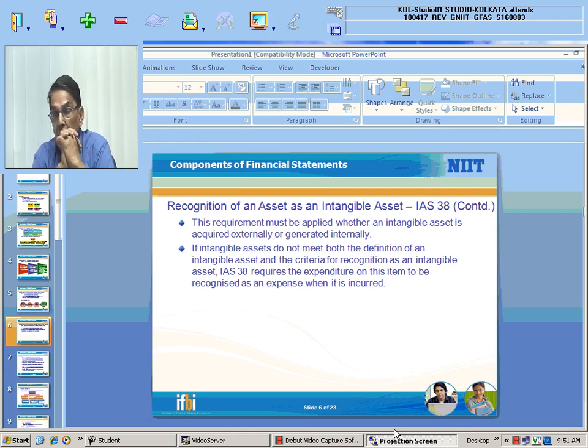Which second point? Tell me the point once more. Which second point you are talking about? Garwale Manish, please tell me which point.